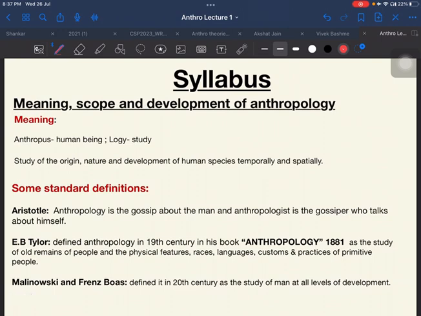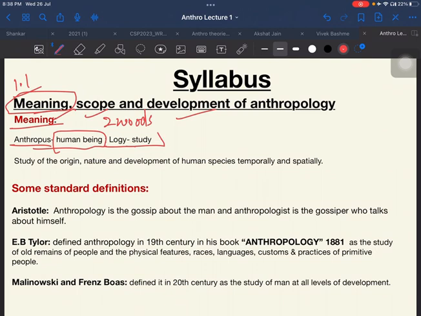So first of all, the syllabus. The syllabus which we are covering today is 1.1, meaning, scope, and development of anthropology. First of all, meaning. What is the meaning of anthropology? Anthropology is actually made up of two basic words. First is anthropos and the second is logi. Anthropos means human being and logi means study. So it is the study about human beings, study about us, study about Homo sapiens.